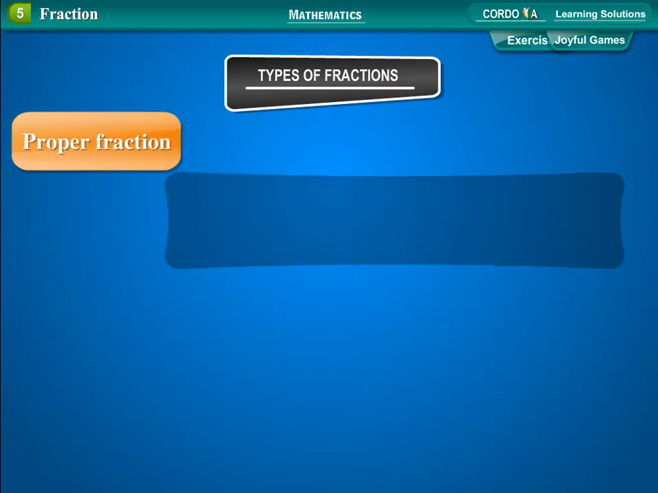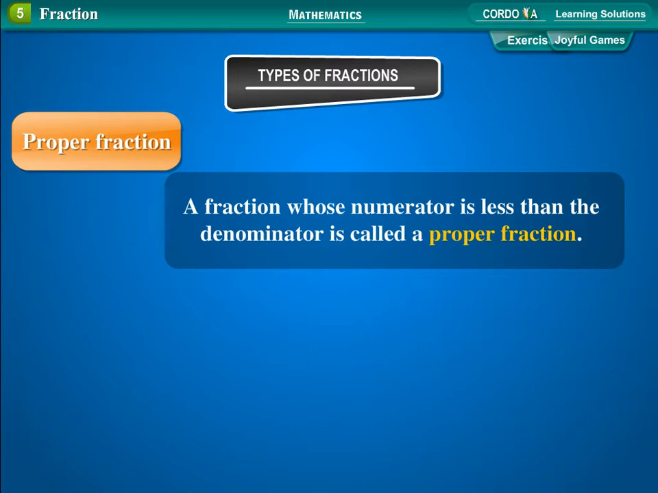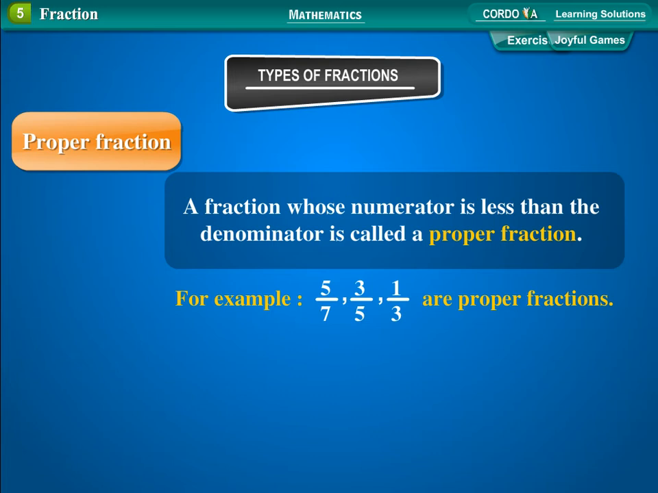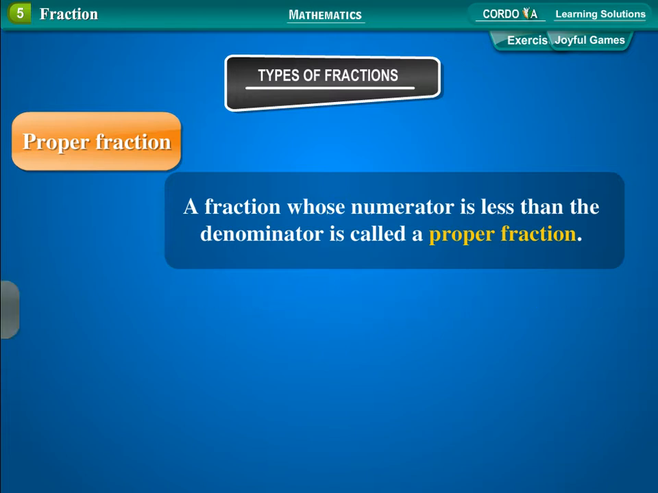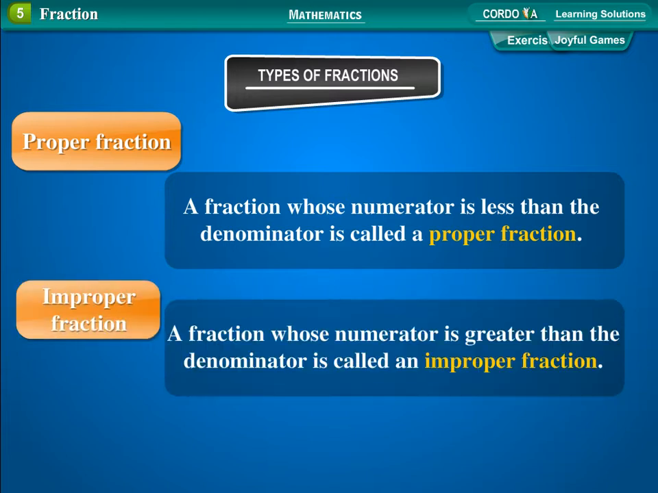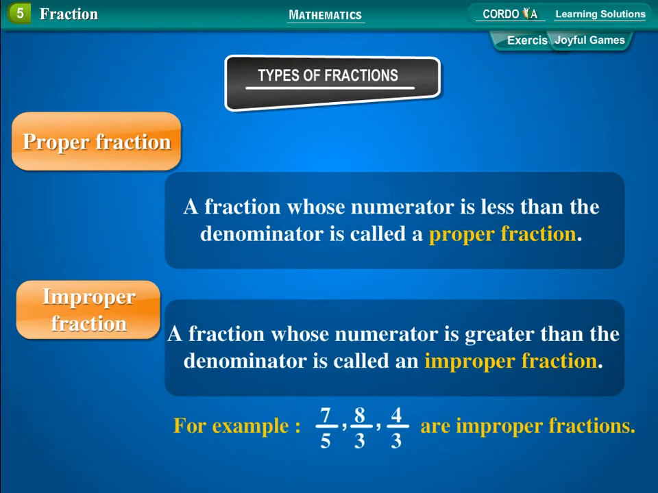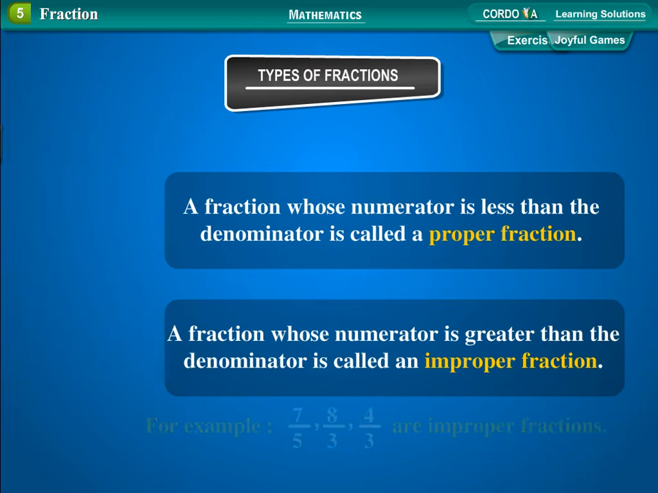Proper fraction. A fraction whose numerator is less than the denominator is called a proper fraction. For example, 5/7, 3/5, 1/3 are proper fractions. Improper fraction. A fraction whose numerator is greater than the denominator is called an improper fraction. For example, 7/5, 8/3, 4/3 are improper fractions.